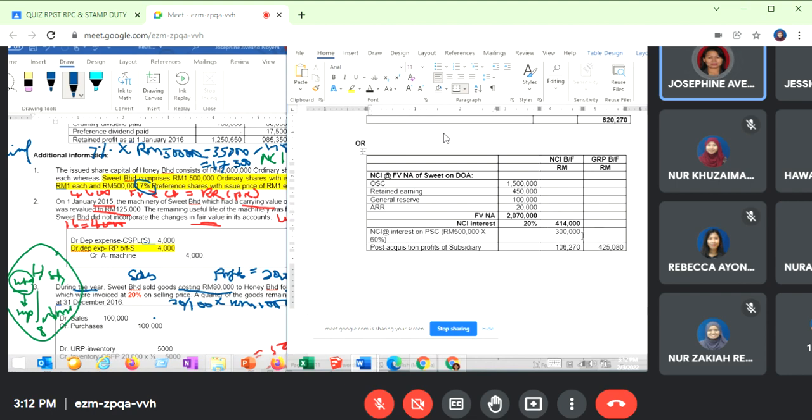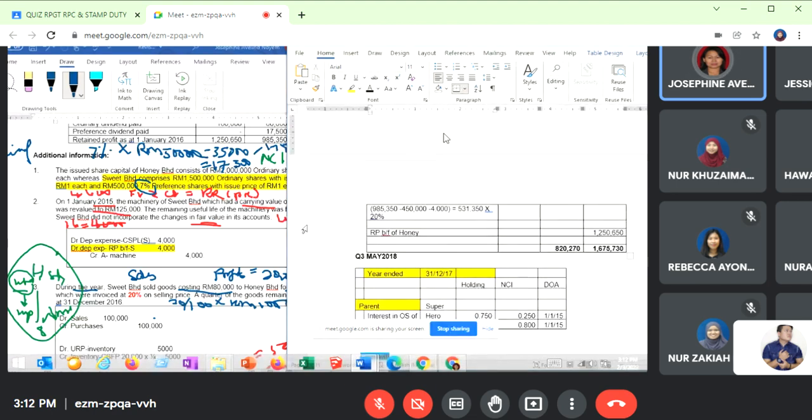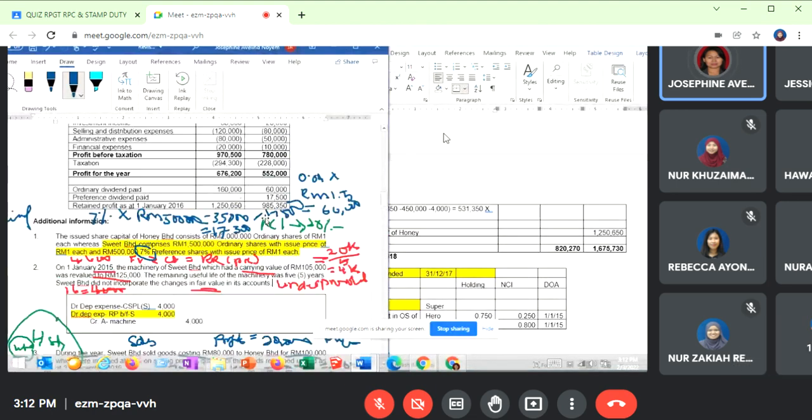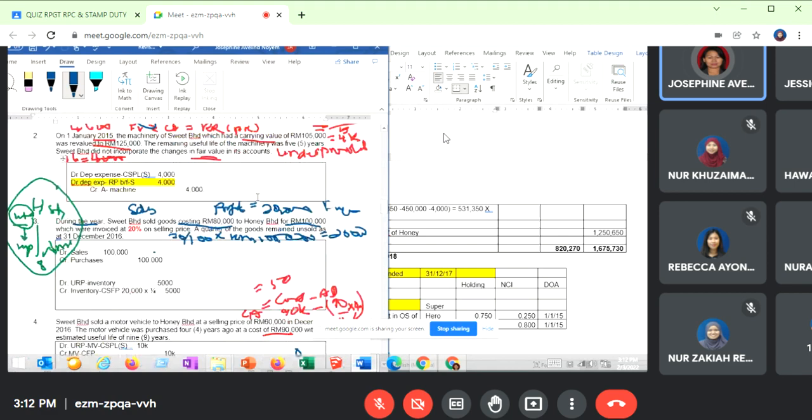After the acquisition date, the subsidiary made a post-profit. Then the subsidiary post-profit, you multiply with NCI share. How to get the post-profit? So you take the retained profit brought forward, which is this one, and you minus the pre-profit, which is 450. And then don't forget that this machinery was depreciated since 2015.